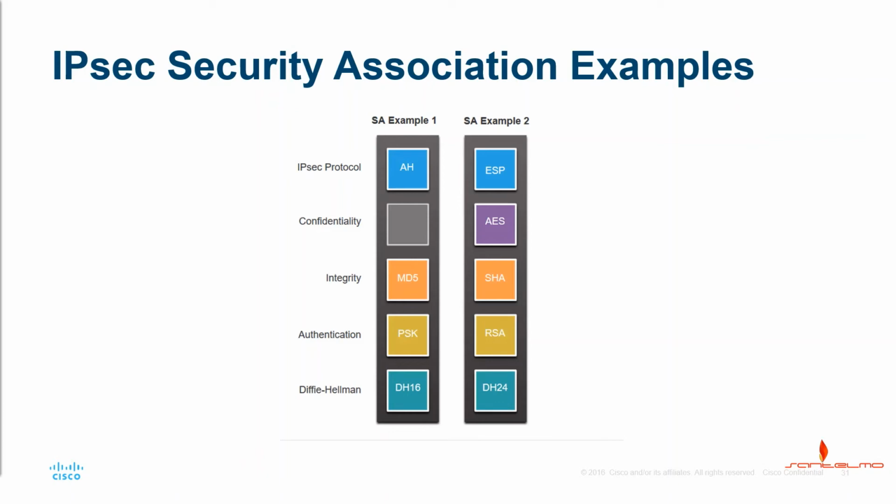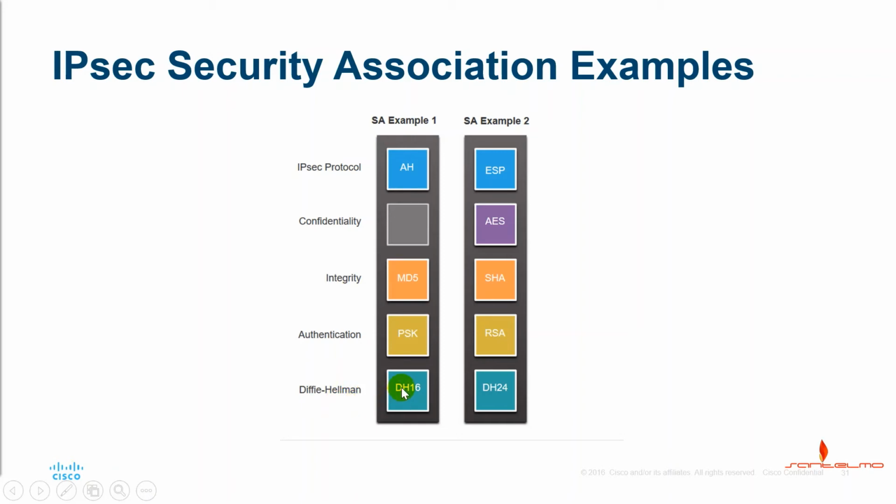Let's have an example of a security association, or SA. Take a look at SA example number 1. The IPsec protocol uses AH. There is no confidentiality, because encryption is optional and can be adopted or not. Integrity uses MD5, authentication is PSK, and Diffie-Hellman is DH16. Diffie-Hellman is just used to secure the keys, so it doesn't provide encryption for the data.